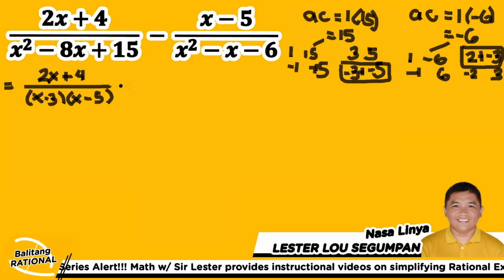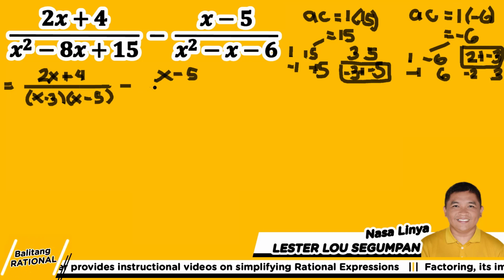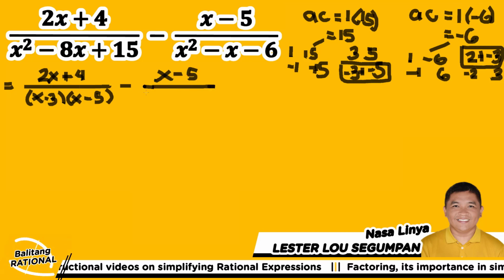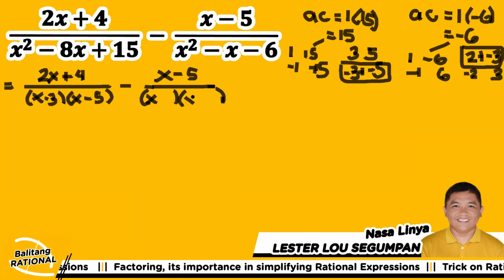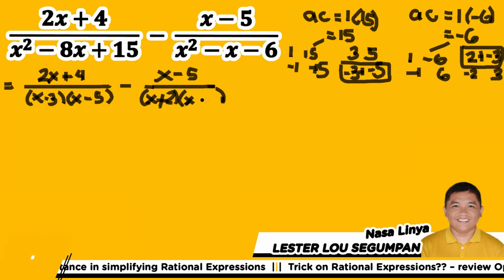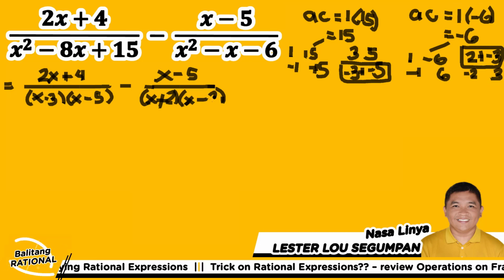So, ang mangyayari sa pangalawang rational expression, this is still x - 5 over yung ating binomial, dalawang binomial. Take the square root of the first term, x, and we'll be using these coefficients, x + 2, and you have here x - 3. So, wala pa rin makakancel dito.